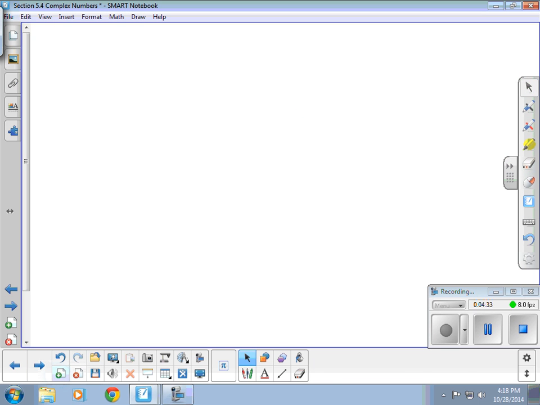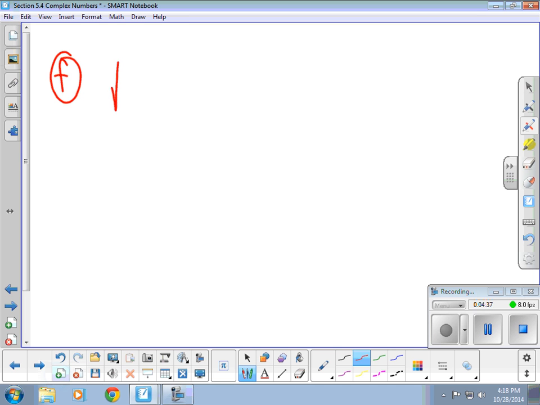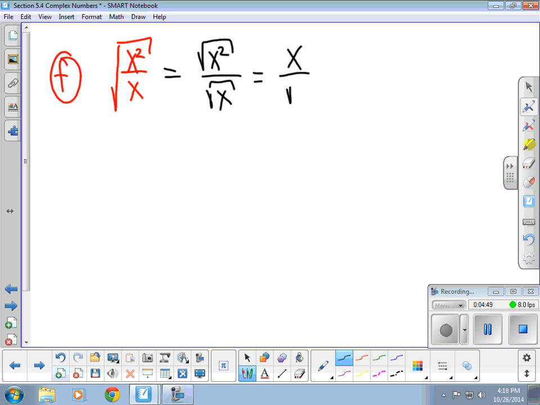Let's go ahead and look at F. It is the square root of x squared over x. It's division, so I can break it apart. Square root of x squared divided by the square root of x. When I do that, I would have x over the square root of x. It's not proper, or it's not simplified, to have the square root of x in the denominator.